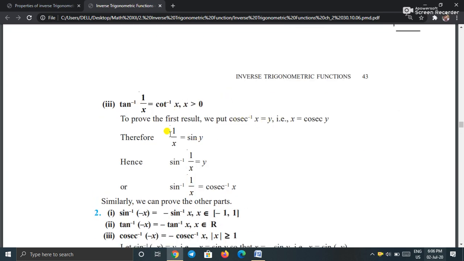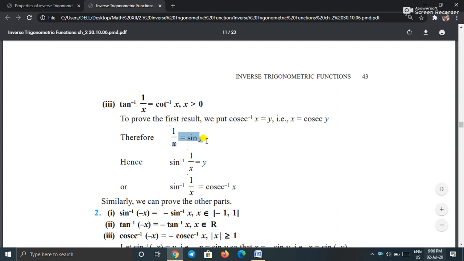For this let us consider sin inverse 1 upon x is equal to y. Now if I take sin inverse to the right side, then 1 upon x is equal to sin y. If 1 upon x is equal to sin y, then we can also write x is equal to 1 upon sin y, means x is equal to cosec y.